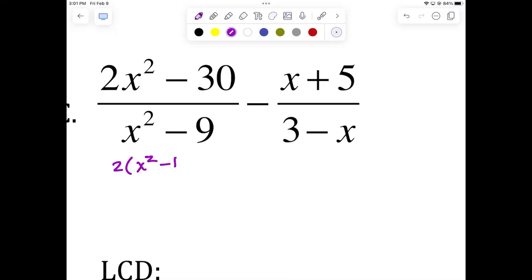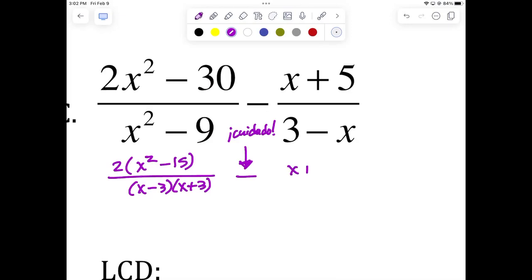That gives me x squared minus 15. And the bottom, I get x minus 3, x plus 3. It's the difference of squares. And then I get minus. Ooh, so I'm already alerting myself to the fact that there's a minus there. I got to be careful, right? Cuidado, cuidado.